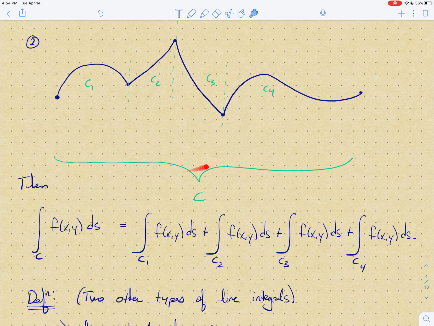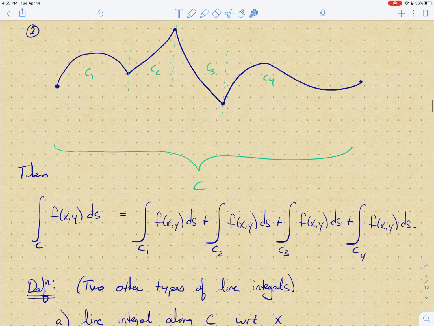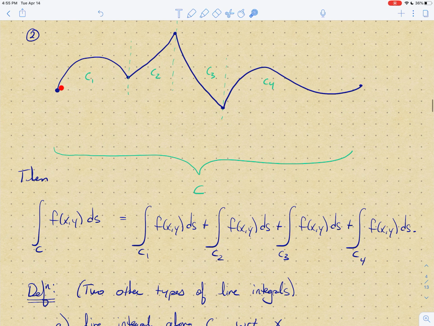Second, if you can write your curve C as the sum or union, however you want to think about it, of a bunch of other curves, you can break it up into pieces where each piece is piecewise smooth. So yeah, there are cusps here, but I can think about it as this curve and then this curve and this curve, and so on and so forth. Then the line integral of f along C behaves really nicely. You can break it up and add up the line integral of f along C1 plus the integral of f along C2, and so on and so forth. I won't read all the way through it. You get the idea. So those are two important facts to be aware of.